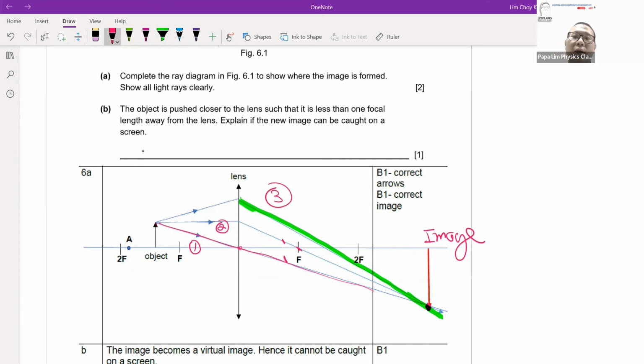Okay, because for ray 3, there is no space. I will not know the angle at which the ray will converge. I will only know the angles, how the ray converges, after I locate the image. Okay, so this is how I complete the ray diagram. This is how the ray diagram of the complete image looks like.